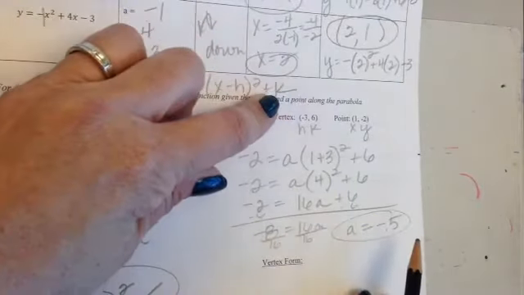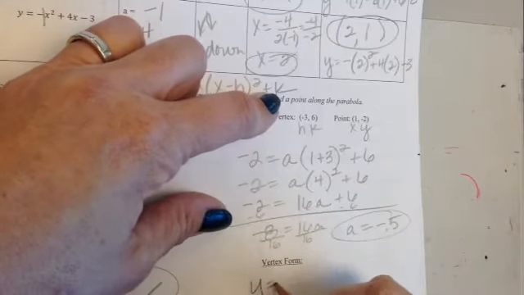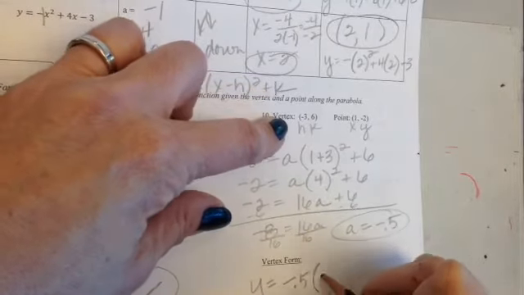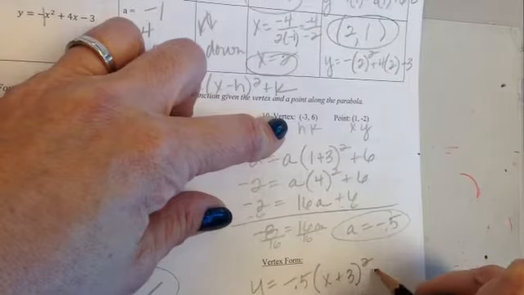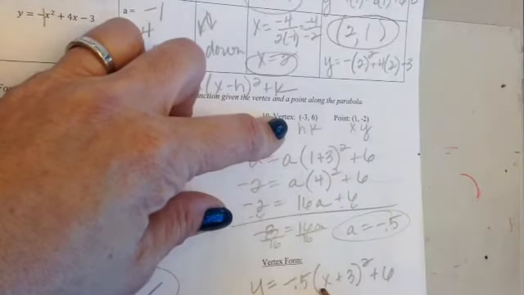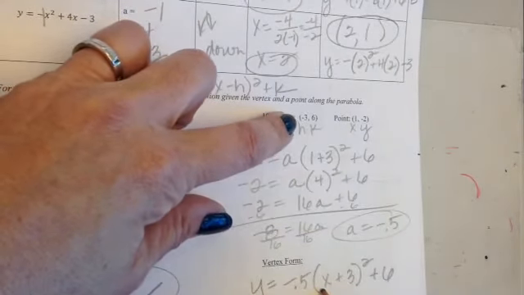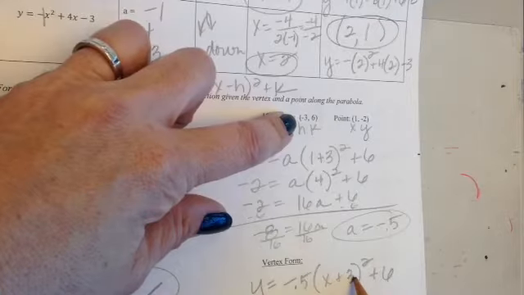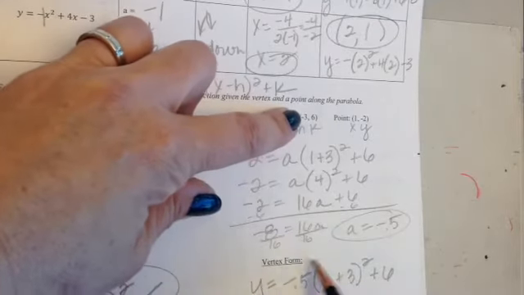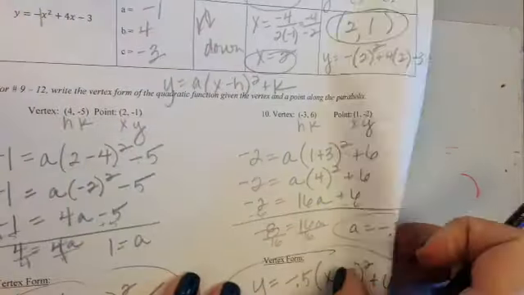Now I'm going to use it with my h and k. Y is equal to negative 0.5 times (x plus 3) squared plus 6. X minus h, h happened to be a negative number, so it turned out to be plus. And plus k, there's my plus 6. Vertex form for that one.